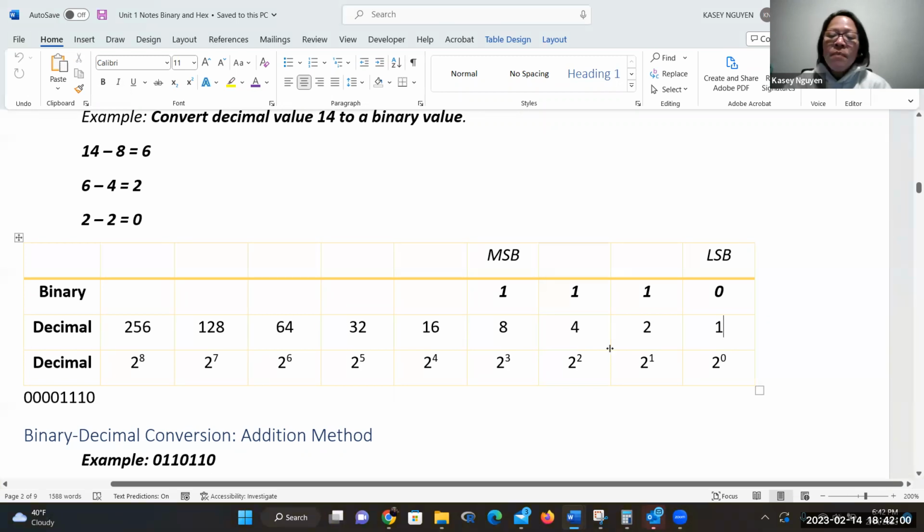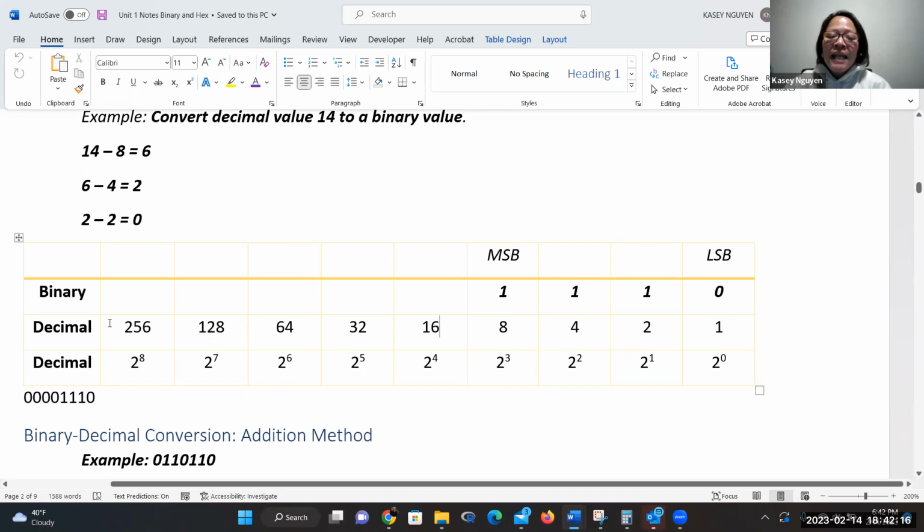We're going from a decimal to a binary. So we are using a binary system, so it is multiples of 2. So 1 times 2 is 2, 2 times 2 is 4, 4 times 2 is 8, 8 times 2 is 16, and so on.